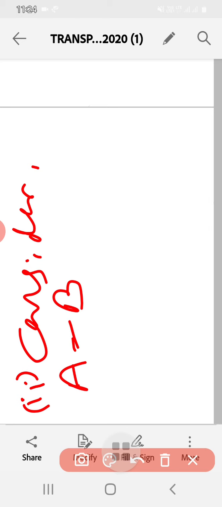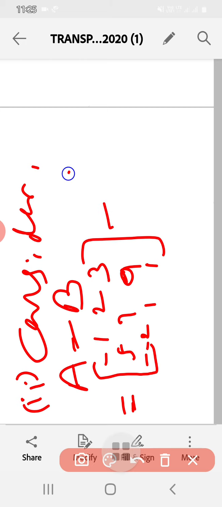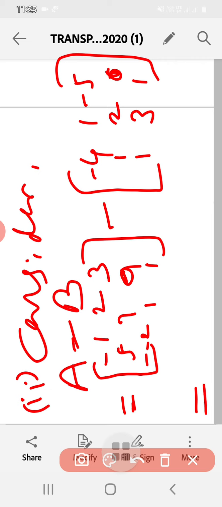So consider a minus b. a minus b means we have to write the matrices here. So minus 1 2 3, 5 7 9, minus 2 1 1, minus b: minus 4 1 minus 5, 1 2 0, 1 3 1. So this is a minus b. Here, we have to consider the corresponding elements. So write it carefully here.